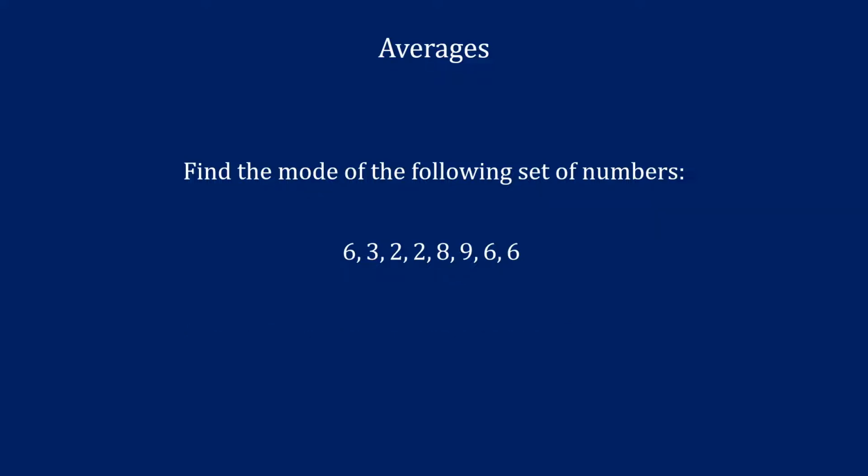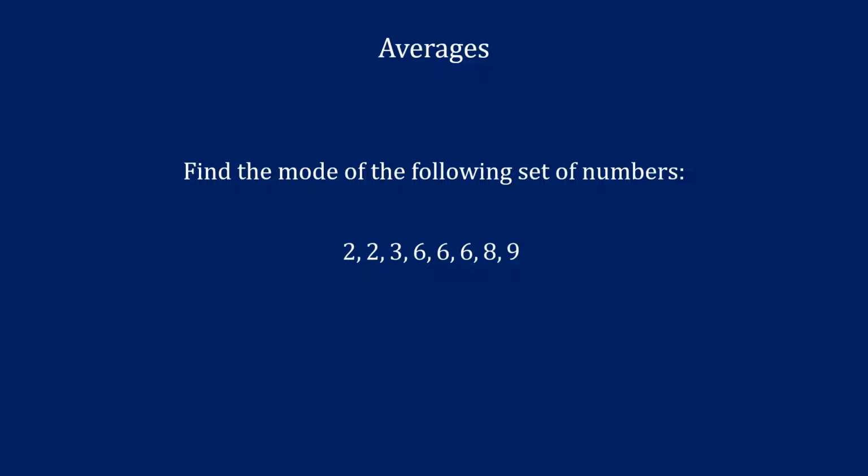But this data here is all jumbled up, so what can we do to make it easier? I'm going to order it in terms of size. So if your data is jumbled up and you're not able to identify the mode, you're going to order it. And this is going to appear over and over again in this video.